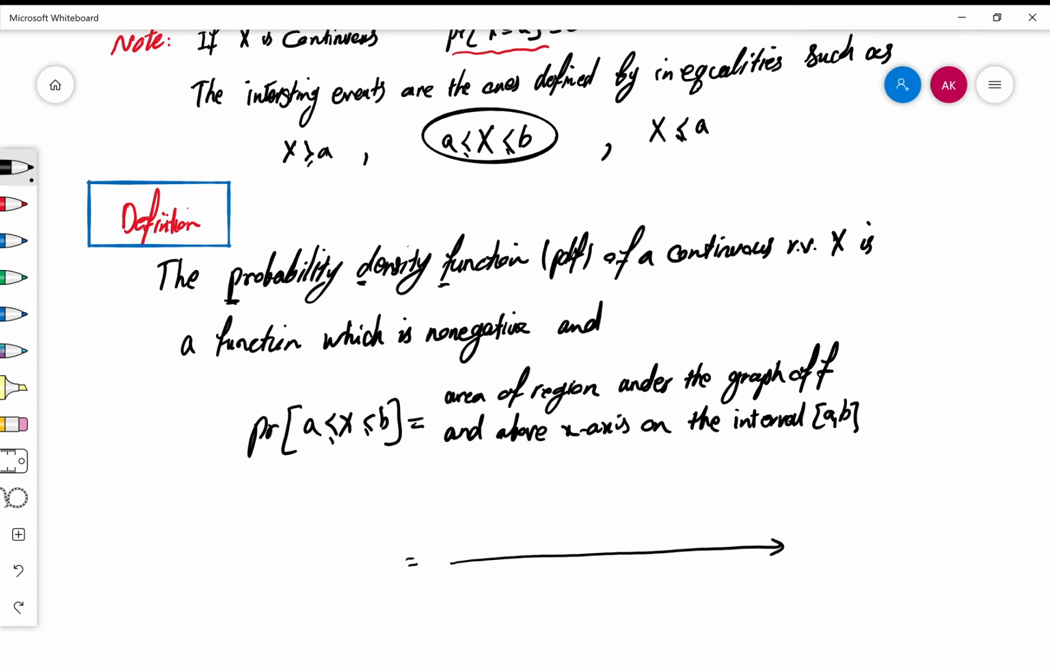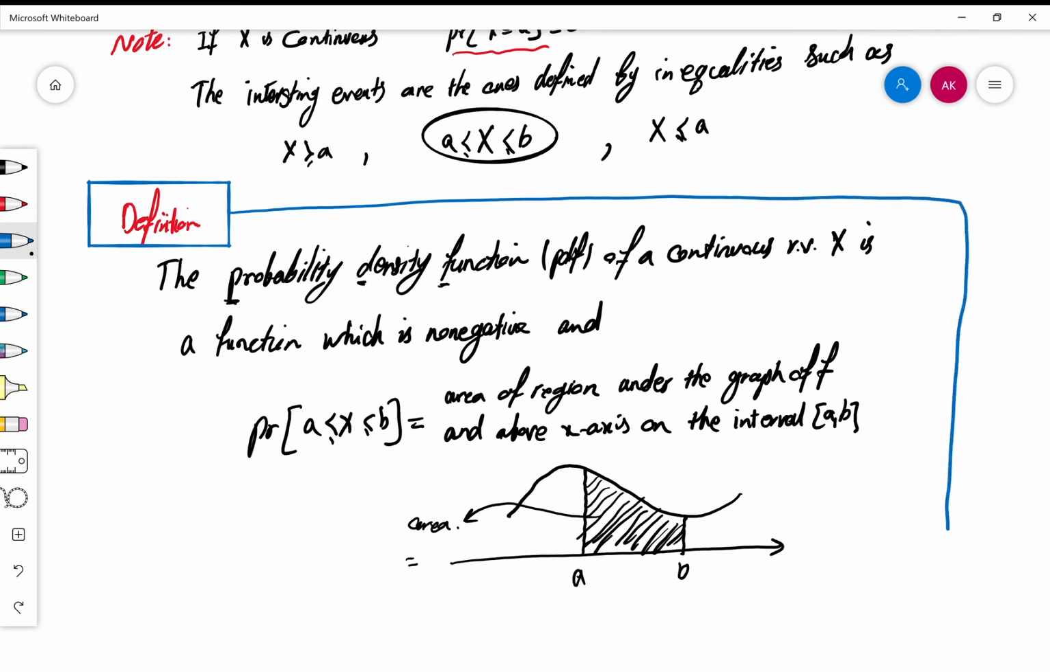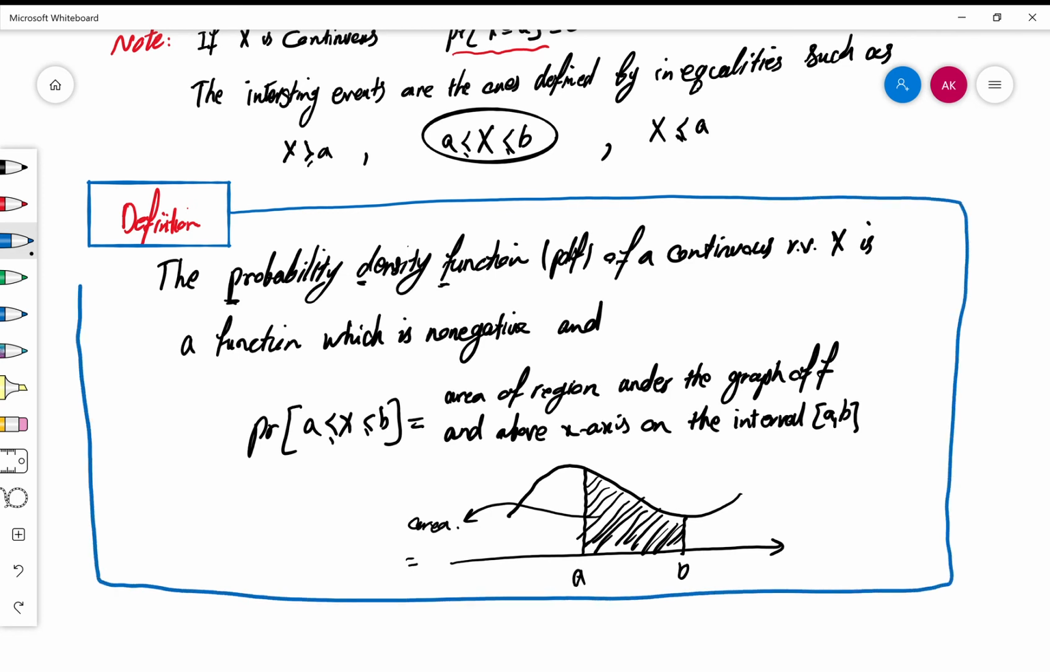the function is positive, that just leaves off there. If you're looking for probability of x between a and b, what you need to do is to find the region bounded by the graph of the function and the x-axis on the interval a, b. Find the area of that, which is equal to the probability. And you see right away that this is a big difference between continuous and discrete random variables.